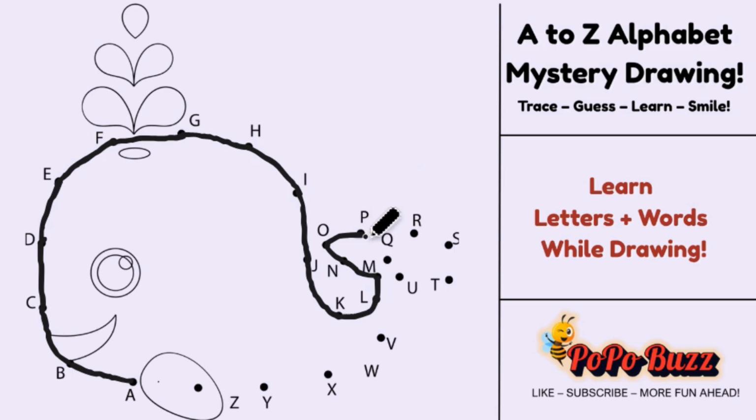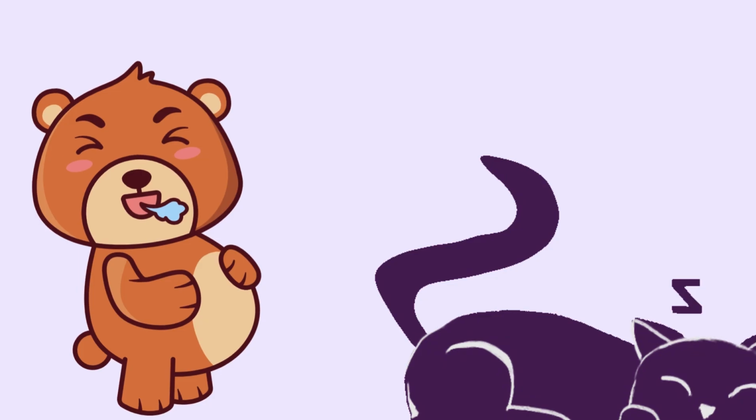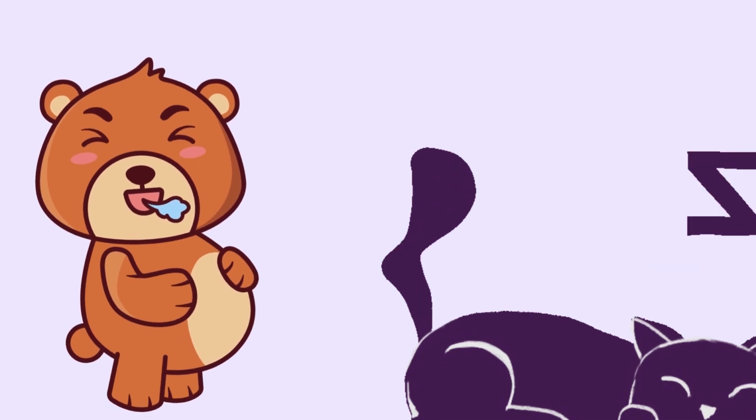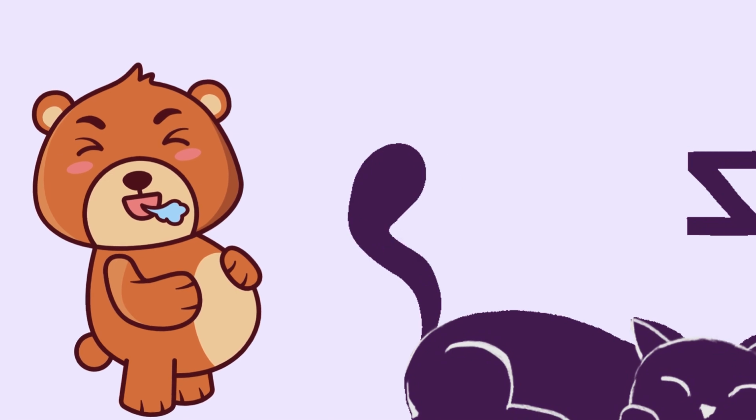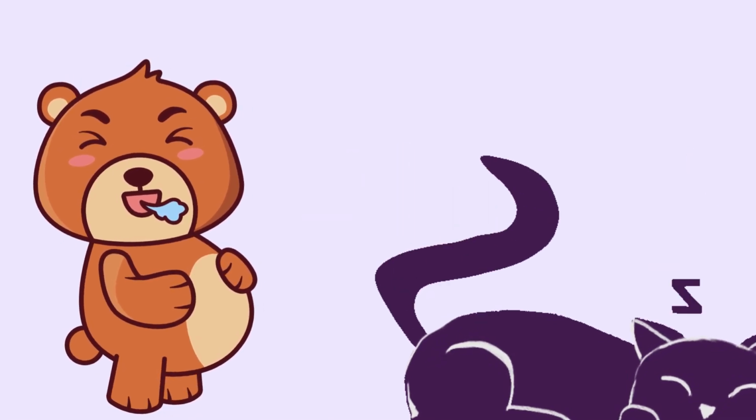Q for queen. Zoom to R. R for rocket. Wiggle to S. S for sun. Wait a second. There's a round belly forming? A tail maybe? Do you see it too?